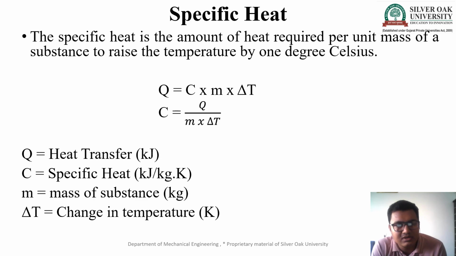So Q is equal to m c delta T, where c stands for specific heat. We can make c the subject: c is equal to Q by m into delta T. Q stands for heat transfer, c is specific heat, m is the mass of the substance, and delta T is the change in temperature. Now we move further to the next point.